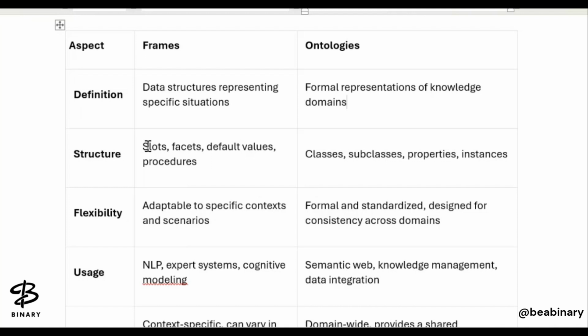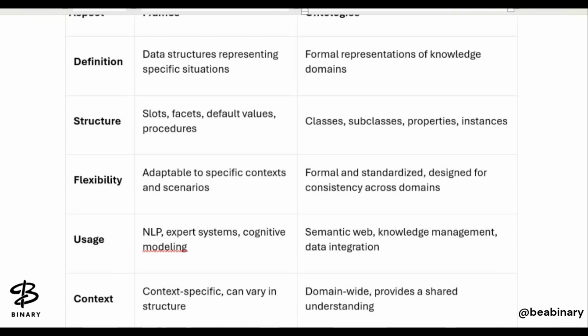In terms of the structure of the components, frames have components like the slots, facts, default values, right? The procedures. We have talked about the four components under the frame: the slots, facts, default values, and the procedure. And in terms of ontologies, the components are classes, their subclasses, their properties, and the instances. Here, flexibility is adaptable to specific contexts and scenarios. Flexibility is there, and the ontology is formal and standardized, designed for consistency across the domain.